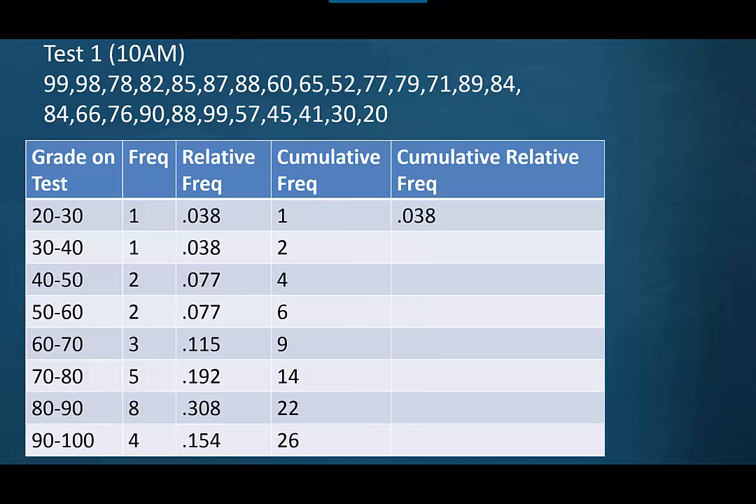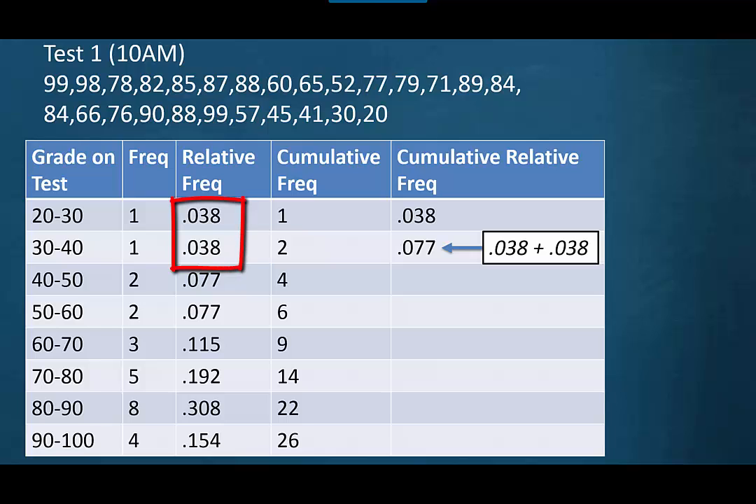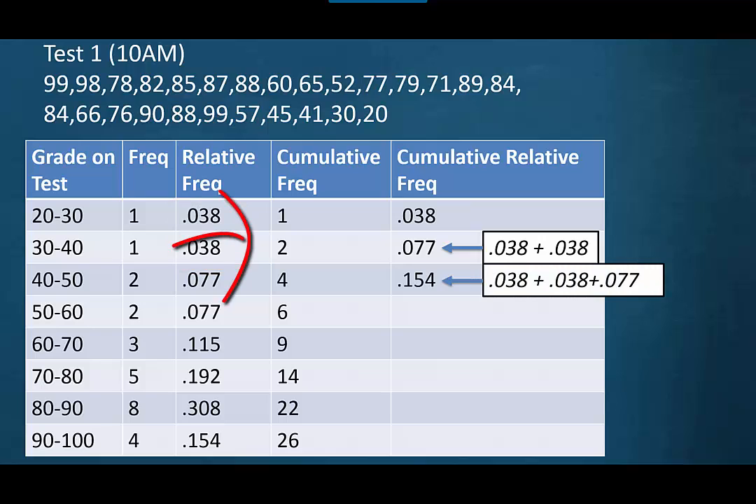The first one's 0.038. The next one, I'm just going to add 0.038 to 0.038 to get 0.077. Now I'm going to take 0.038 plus 0.077 to get 0.154. Similarly 0.231 and the rest until I get to 1. These should total to 1 or very close to it, like 0.999. Occasionally you'll be off a little bit due to rounding errors.